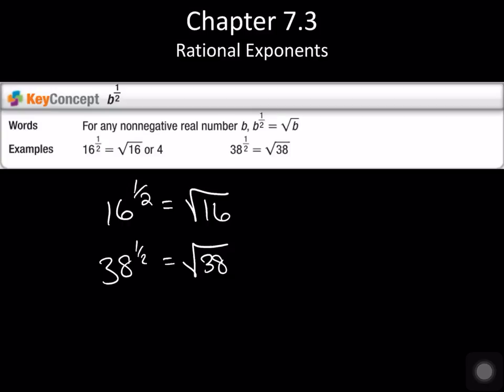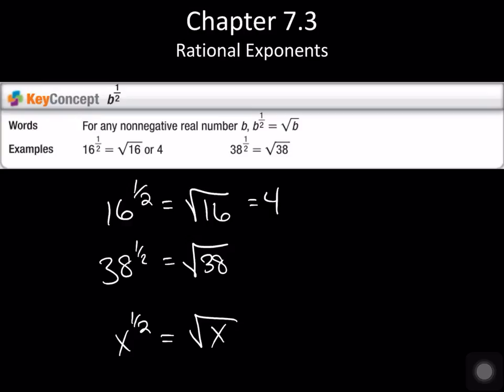Square root of 16, we know. Square root of 16 is 4. Square root of 38, we're not ready to simplify that one yet, but that's something that we will be able to do as we move on. So this first rule simply says that if I have an exponent of 1/2, that is equivalent to putting that base under the radical, under the square root.